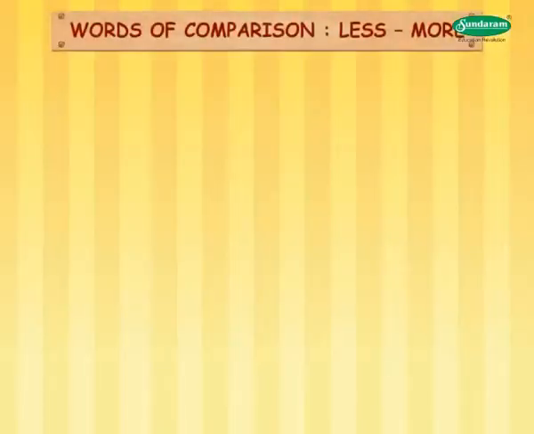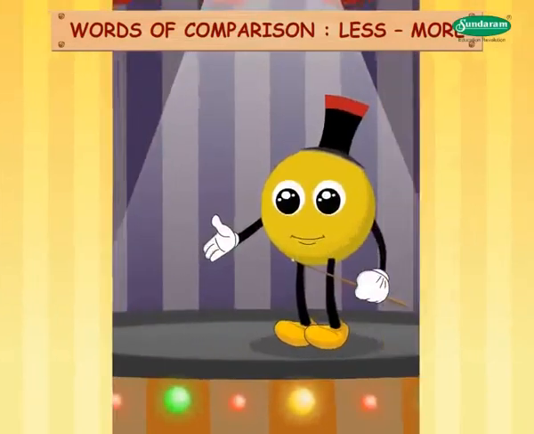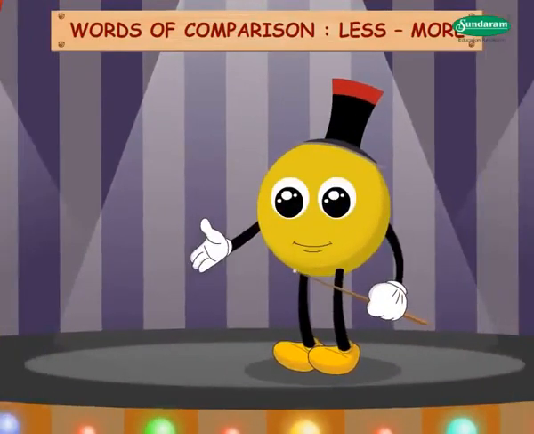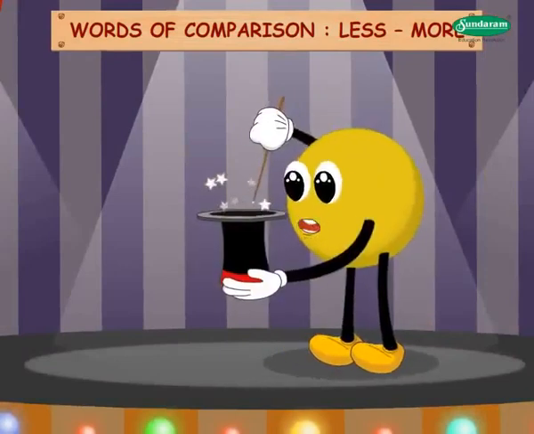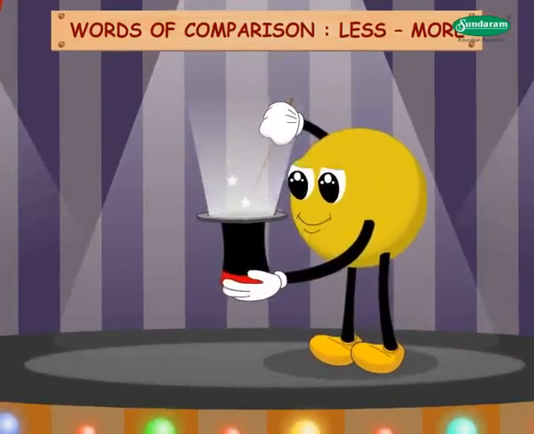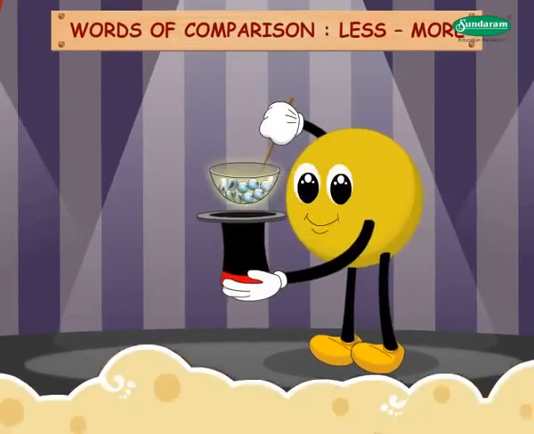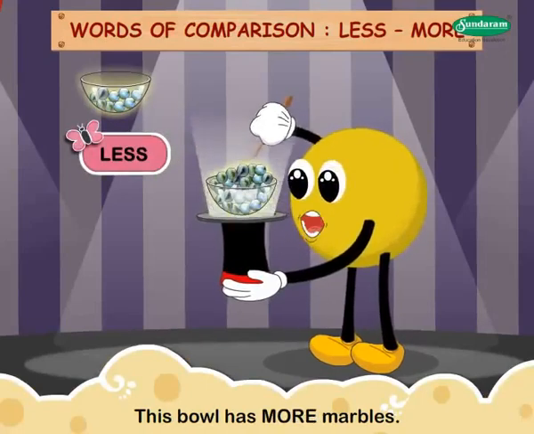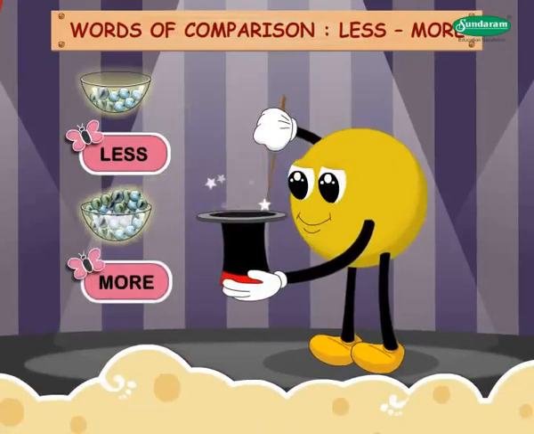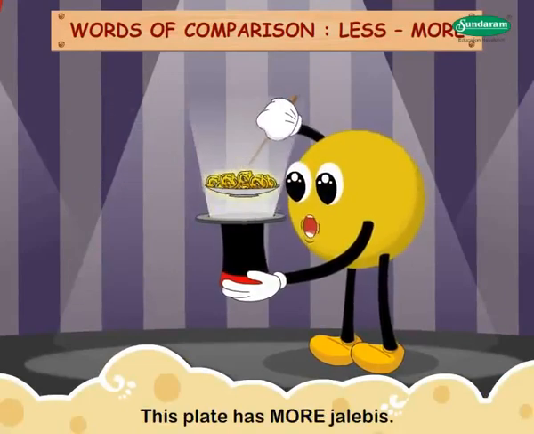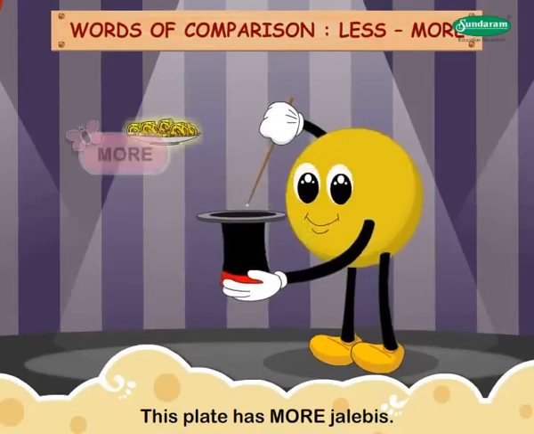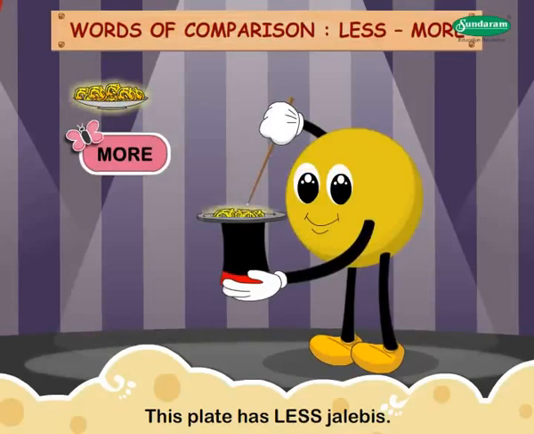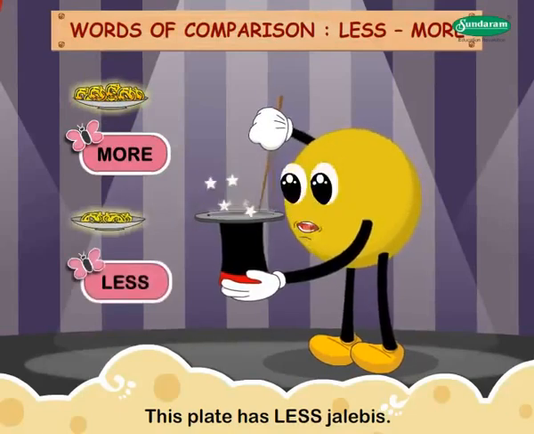Words of comparison. Less, more. Children, we are now going to learn less and more. Look at these examples. This bowl has less marbles. This bowl has more marbles. This plate has more jalebis. This plate has less jalebis.